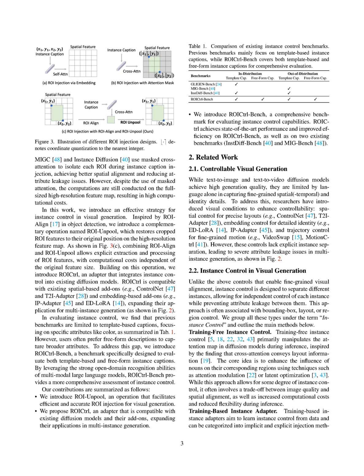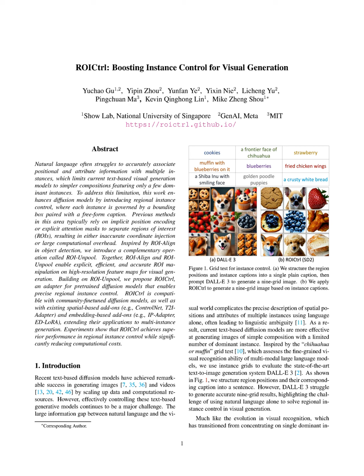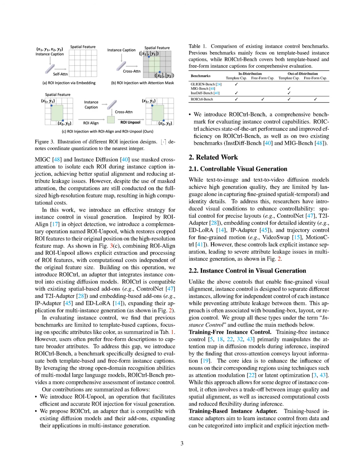ROICtrl introduces the ROI unpool operation, which allows for explicit and efficient ROI injection, enabling the model to restore cropped features to their original positions on high-resolution feature maps. This method enhances the ability to generate images with complex compositions by allowing independent control of each instance while maintaining high spatial fidelity. The motivation behind ROICtrl is to improve the generation quality and efficiency of multi-instance images, leveraging the strengths of existing diffusion models while overcoming the limitations of prior implicit and explicit instance control methods.